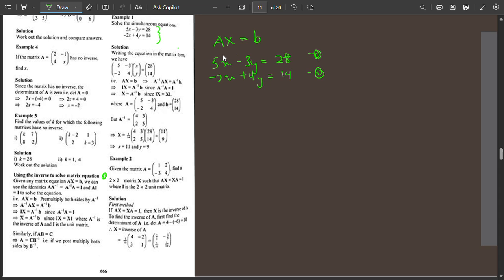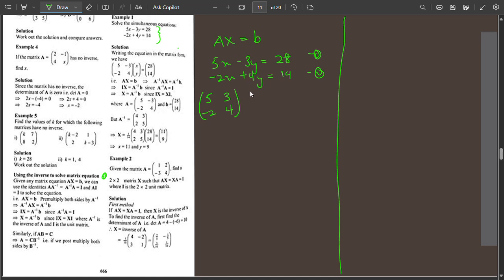So what's A? It's what we call the coefficient matrix. It is the coefficients of every single variable turned into a matrix. So in this example, the coefficient matrix will be 5, -3, -2, 4. This is the coefficient matrix.